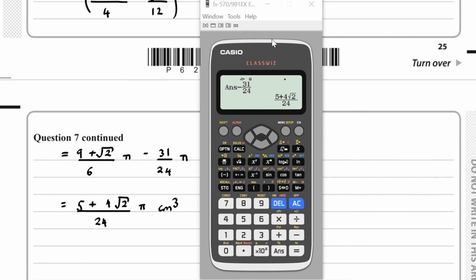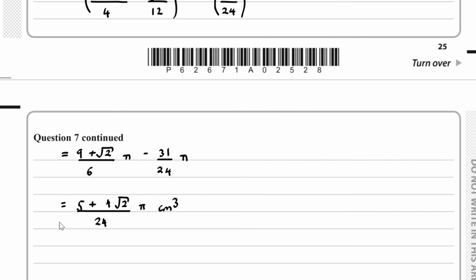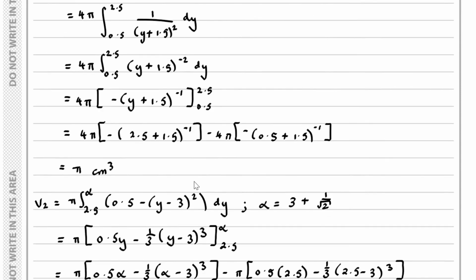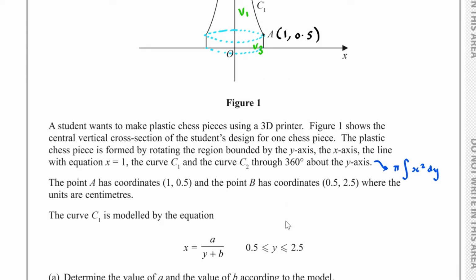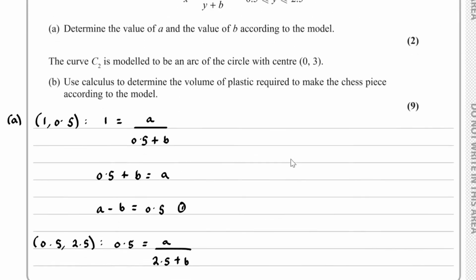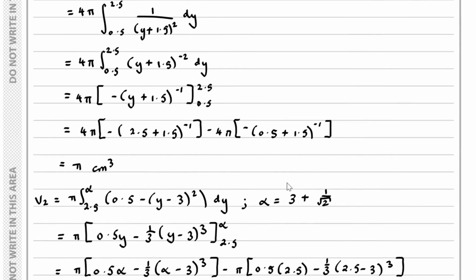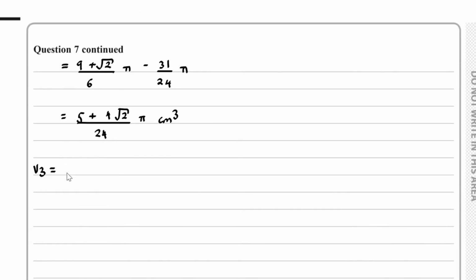Okay, so that's what we get for V2, and then for V3, you can see here, if we go back to the diagram, we've got a cylinder. The radius, now we're going from the center to 1, so the radius is going to be 1, and the height is 0.5. So here, for V3, we're going to have pi r squared times by h, so we've got pi times by 1 squared times by 0.5, which is pi over 2.